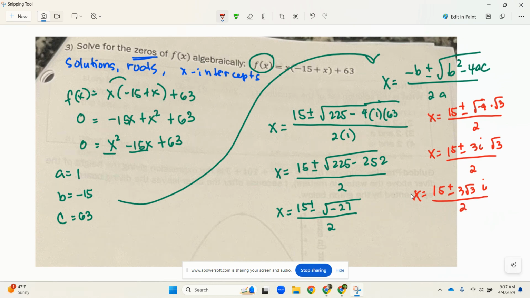So you still have two answers. What do I mean by that? The first one, I'm going to call x sub 1, is 15 plus 3 square root of 3 i over 2. And then the second one, x sub 2, will be 15 minus 3 square root of 3 i over 2. Exactly the same except that one is a plus, one is a minus. So in any case, you will have two answers. Also, because it has an i, that means it will not cross the x-axis.